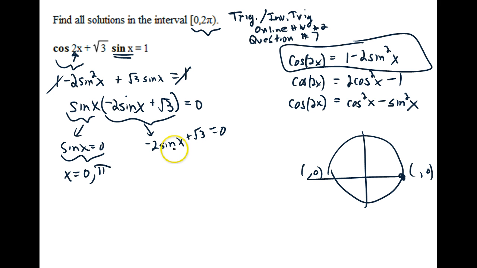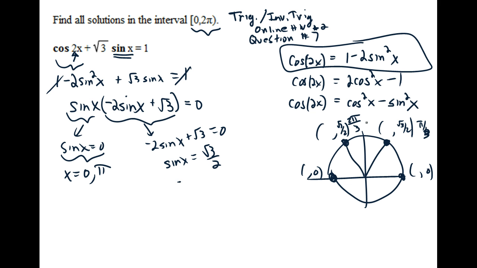Over here, we solve for sine x to get that the sine of x is root 3 over 2. Where does that happen on a unit circle? That happens here and here. Those points have y coordinates of root 3 over 2. Those points correspond to the angles pi over 3 and 2 pi over 3. So those are those two answers.